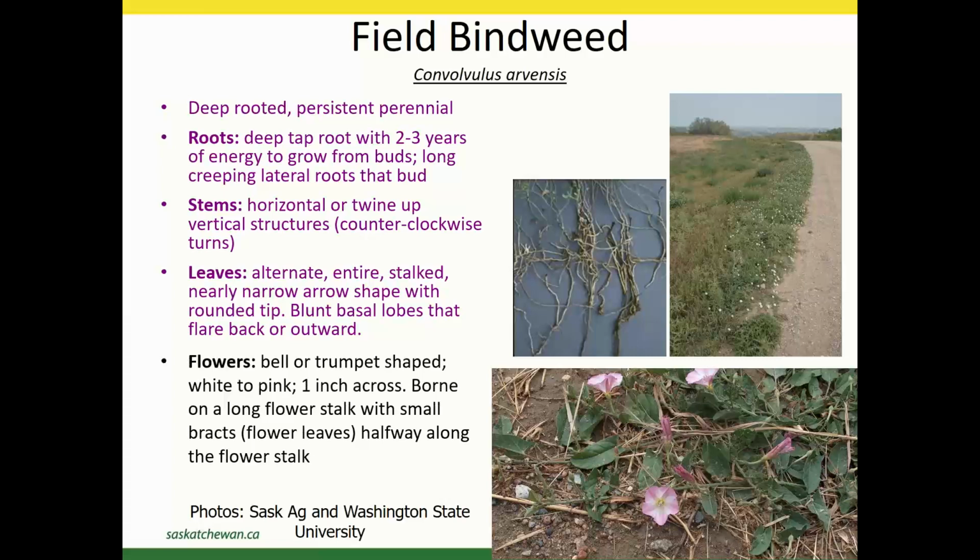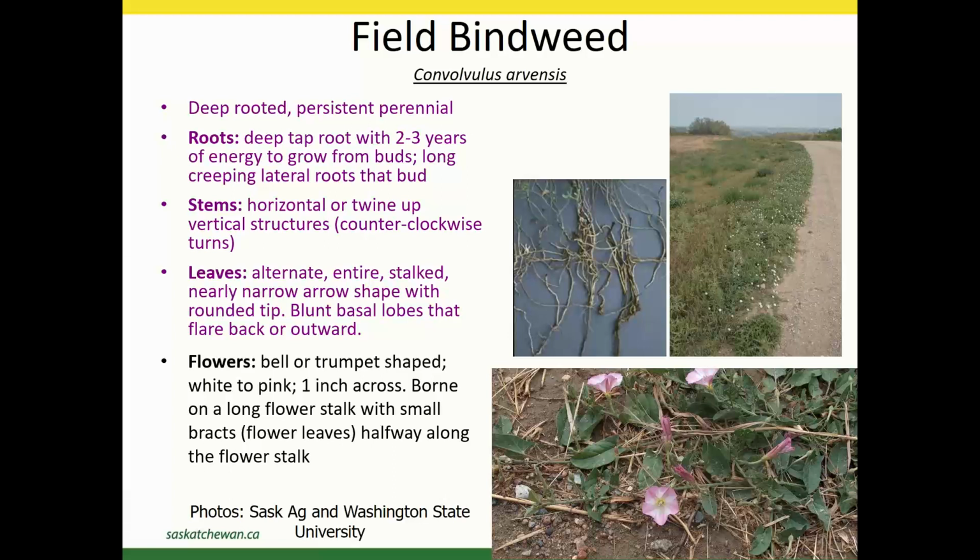Flowers are bell or trumpet shaped. They're white to pink in color, and they're only 1 inch across. And that's in comparison to a native plant called hedge bindweed. Hedge bindweed has flowers that are very similar to field bindweed, except they are kind of an ivory color, and they're up to 3 inches across.